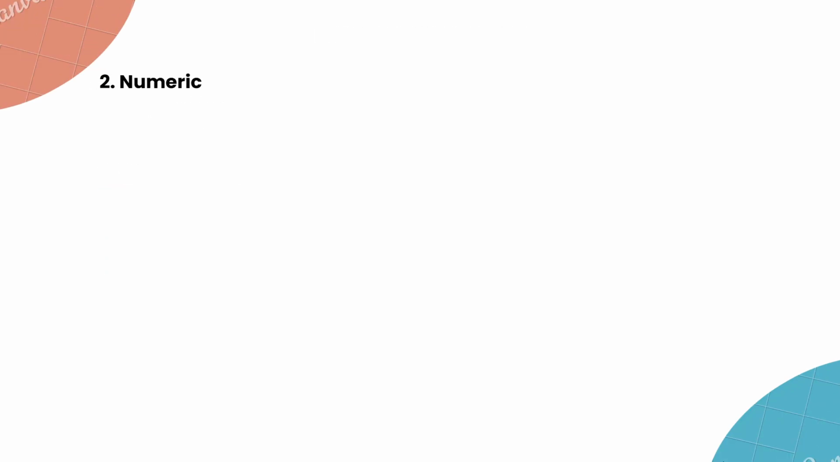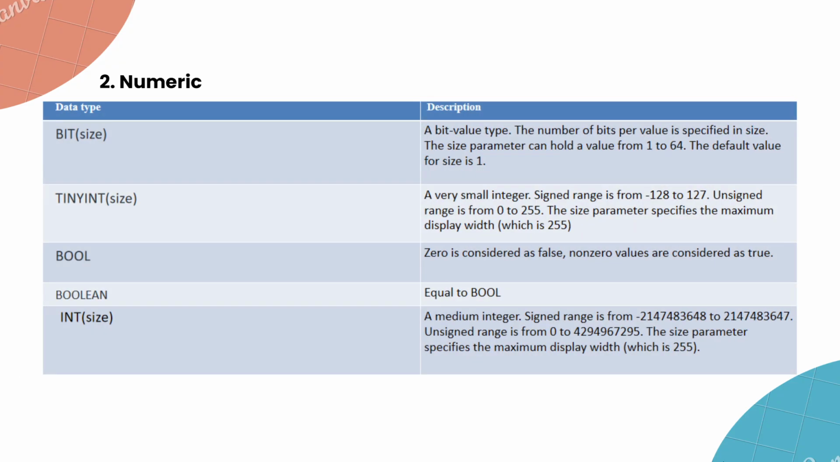Second one is numeric. Here is the table for data types and their descriptions. Bit, a bit value type. The number of bits per value is specified in size. The size parameter can hold a value from 1 to 64. The default value for size is 1.